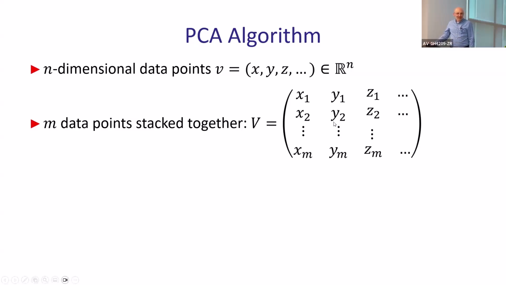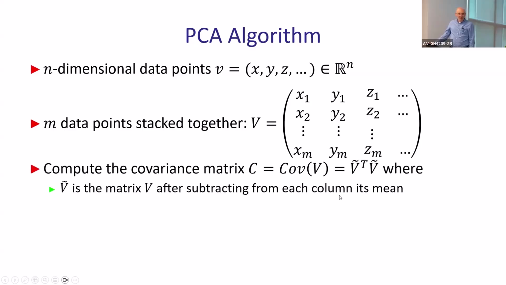And these are different objects, okay? Each point is different objects, different vectors. Now, what do you do? You find a covariance matrix of that V tilde. And what is V tilde? V tilde is each column normalized by its own mean. You're subtracting the mean from each column.